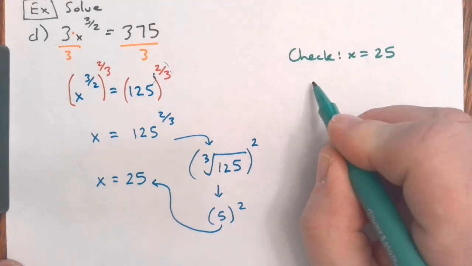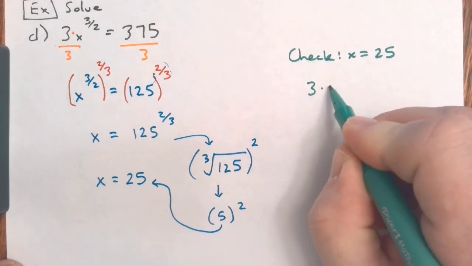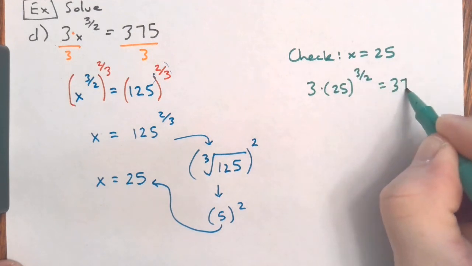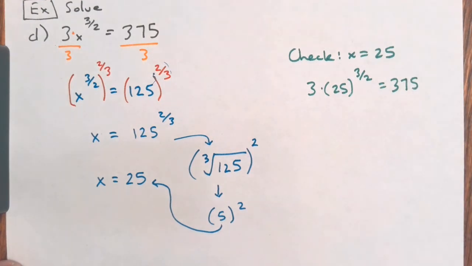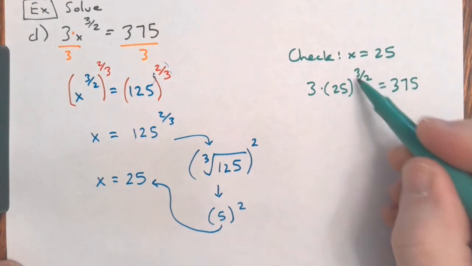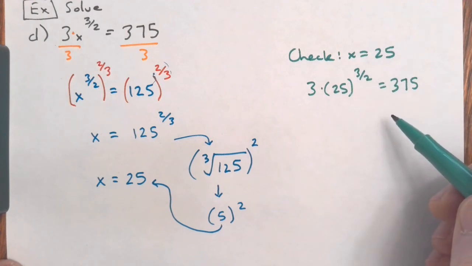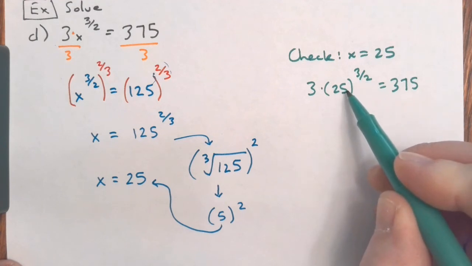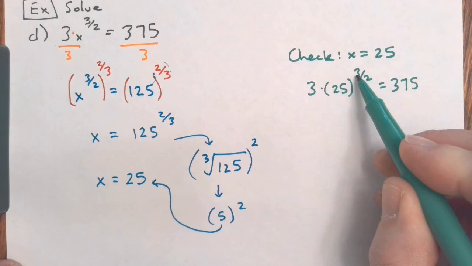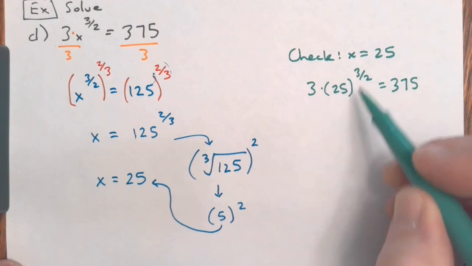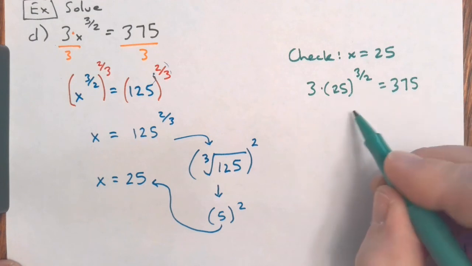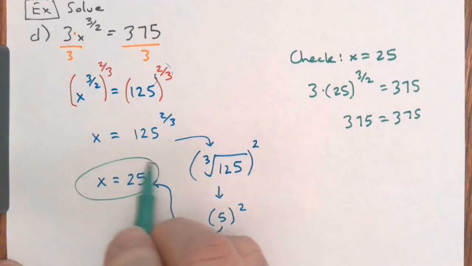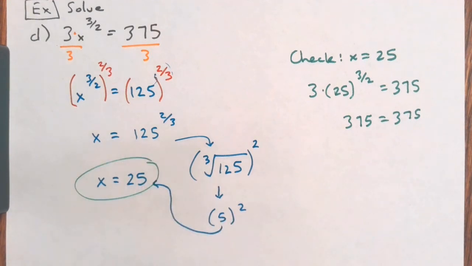Plugging 25 back in, we would have 3 times 25 raised to the 3/2 power equals 375. 25 to the 3/2 power, you could throw that into your calculator. Otherwise, remember the bottom number is your index. So it's the square root of 25, which is 5, raised to the 3rd power. 5 to the 3rd power is 125. And 125 times 3 is 375. And that confirms that 25 is a solution to this problem.